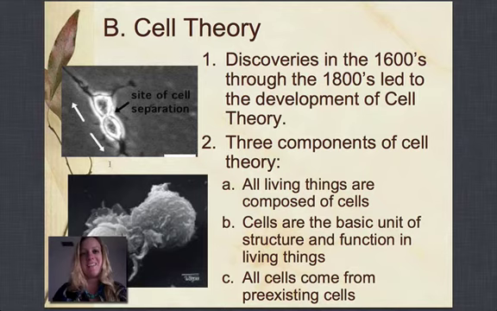And the third thing is that all cells come from pre-existing cells. And again, this was because whenever we looked at cells, we could see them dividing, but you always had to have one cell to start with. And now we know actually how to make that first cell through fertilization.